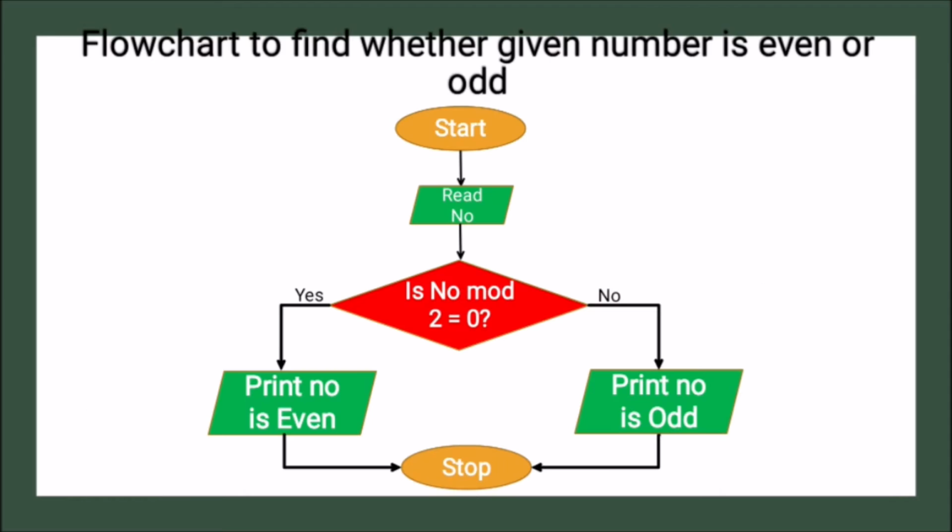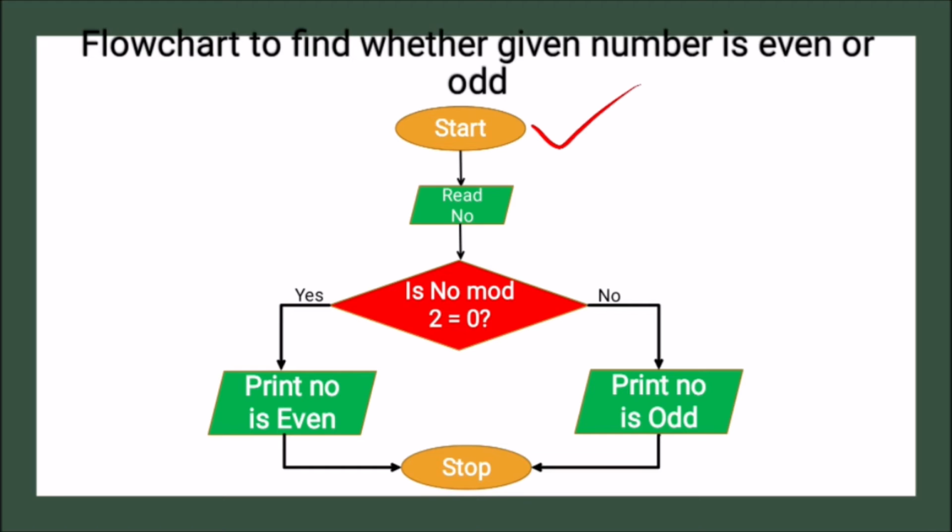So let us discuss one example to make it clear how it is working. This is the example of finding whether a given number is even or odd. So how can we actually find this? We can find it using the modulo operation. If modulo by 2 is 0, then it is an even number. If not, then it is an odd number.